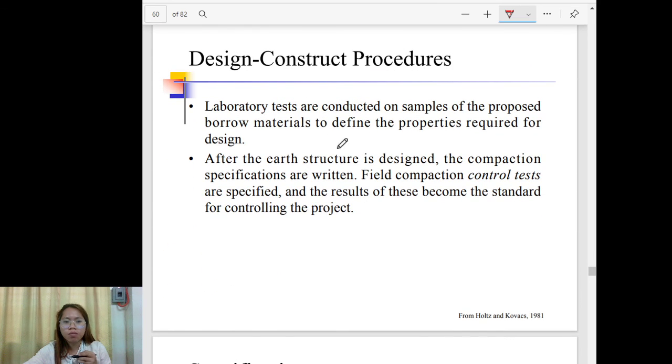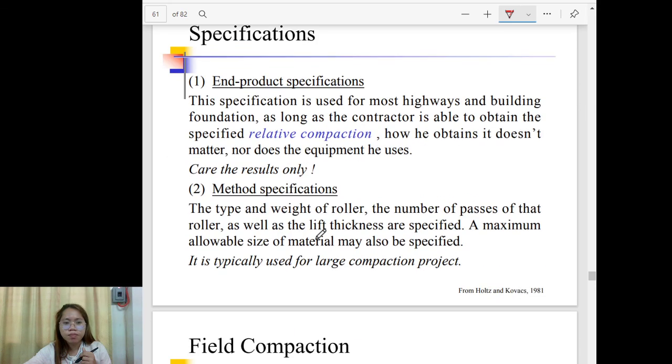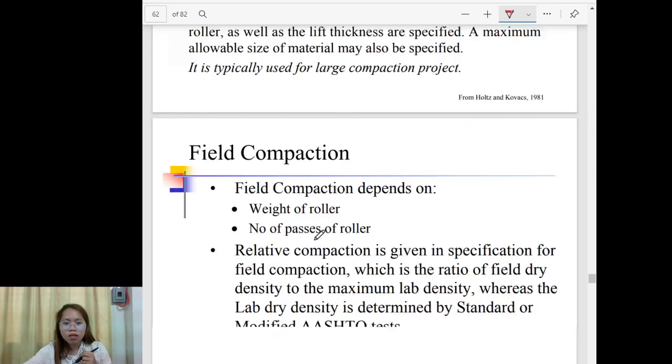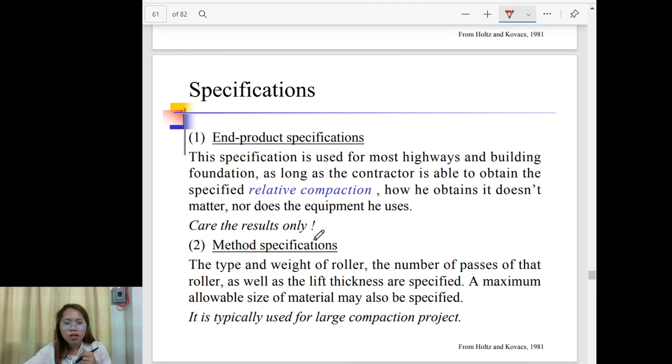Design and construction procedures: laboratory tests are conducted on samples of the proposed borrow materials to define the properties required for design. After the earth structure is designed, the compaction specifications are written. Field compaction control tests are specified, and the results of these become the standard for controlling the project. So yes, we have these specifications now in the field.